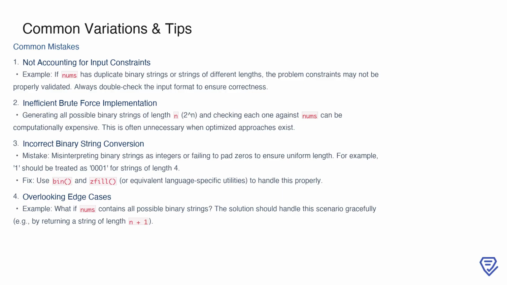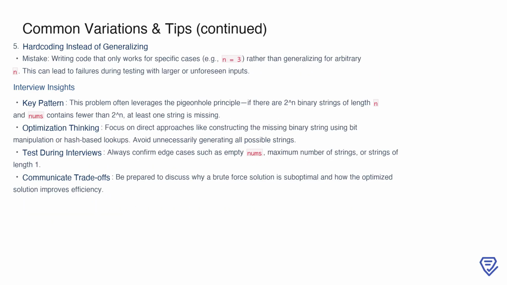Lastly, overlooking edge cases can lead to incomplete solutions. For example, if nums contains all possible binary strings of length n, your solution should account for this by returning a string of length n plus 1 to handle the situation gracefully. Hardcoding instead of generalizing is another common pitfall. Writing code that only works for specific cases, such as when n equals 3, can cause your solution to fail when tested with larger or unforeseen inputs. Always aim to generalize your logic for arbitrary n.